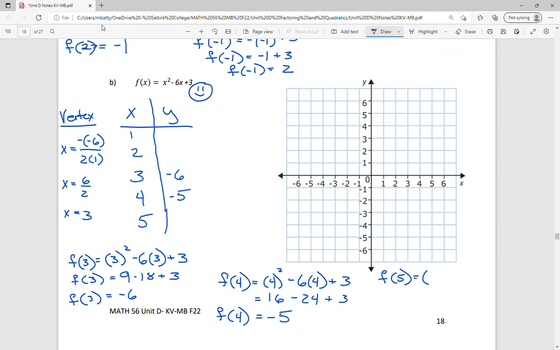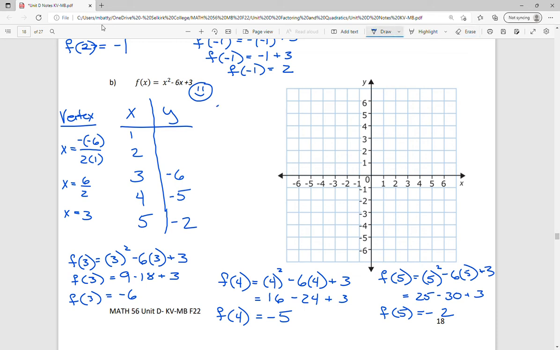So using that function notation, because it helps keep your page organized, I guess. And rewriting the function, subbing a 5 in for the x, I get 25 minus 30 plus 3. I get f at 5 is equal to -2. These other two should be the same as these two, right? But I'm going to keep going so that I can catch my mistakes if I made one.